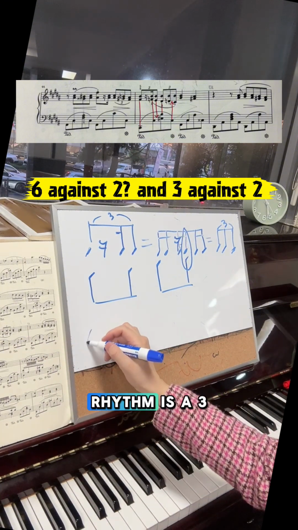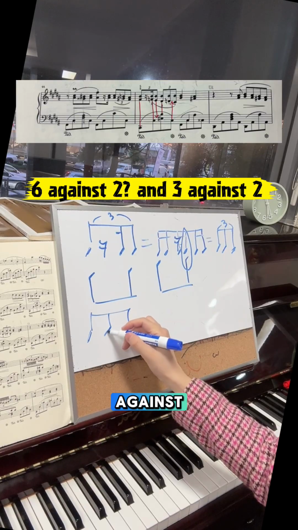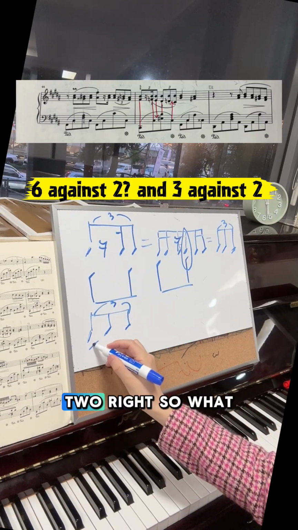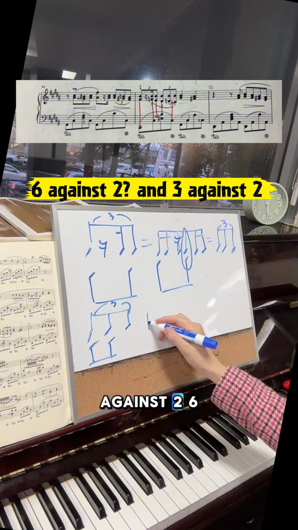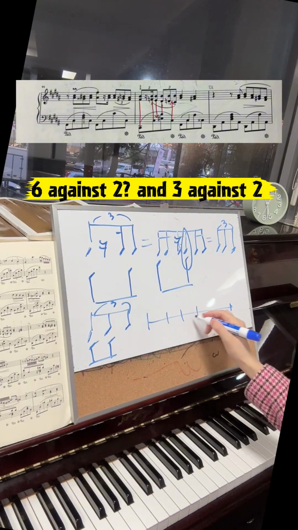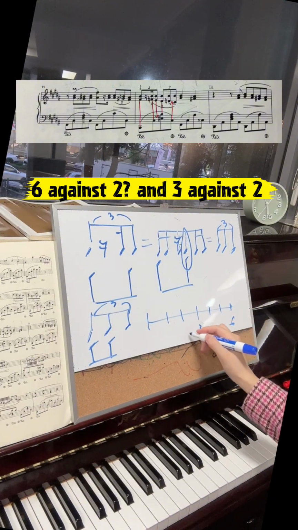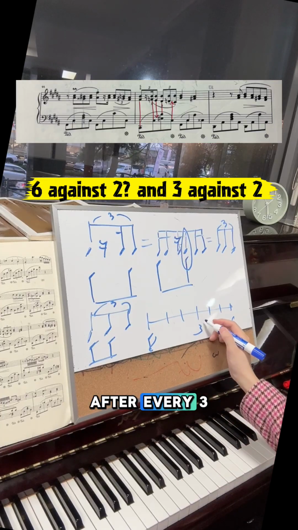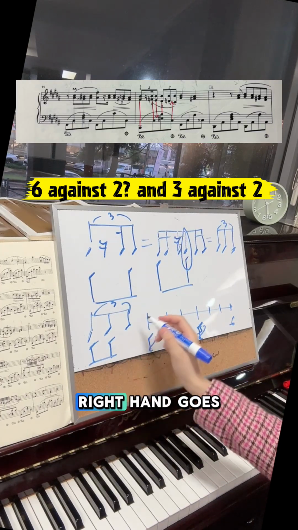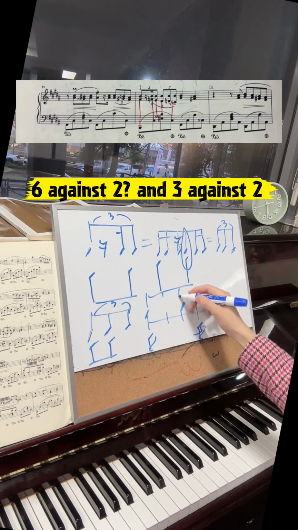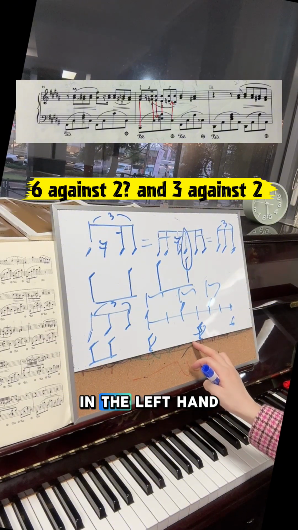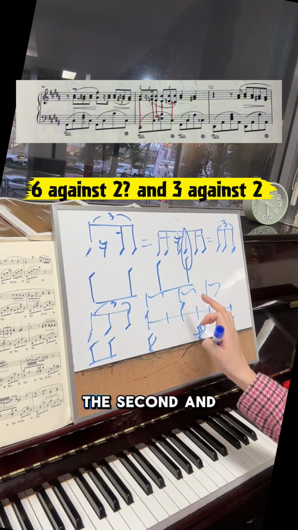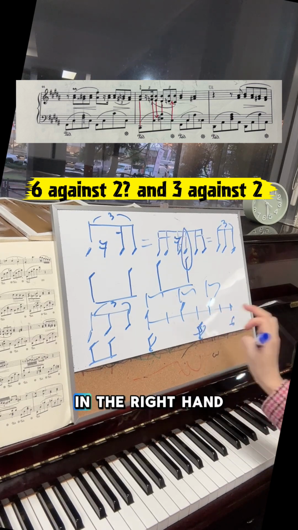And the next rhythm is a 3 against 2, right? So what is the least common multiple of 3 against 2? 6. All right, so the left hand goes after every 3, all right? The right hand goes after every 2. All right, so you know that the second quaver in the left hand goes halfway between the second and third quaver in the right hand.